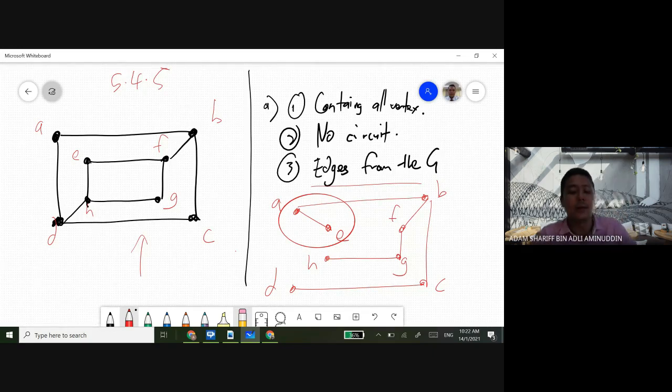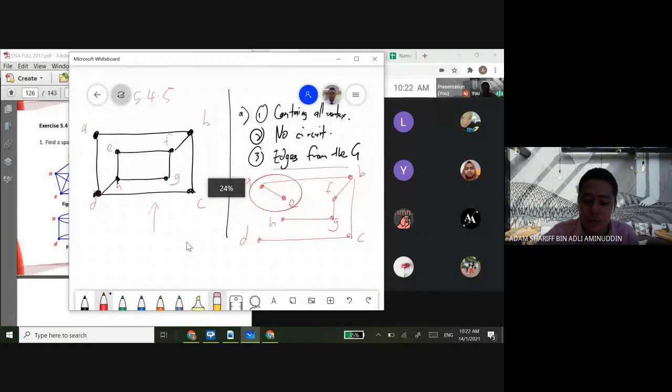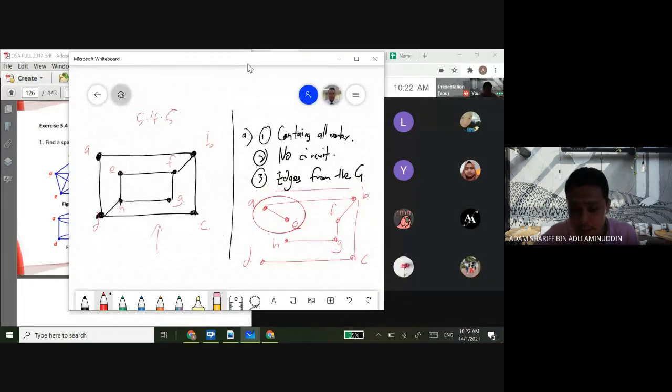Betul dan betul. Alright. Interesting thing to see that the spanning trees, there are four spanning trees provided by your friend here, and these four all are different. Semua berbeza. Menunjukkan spanning trees tidak unik.